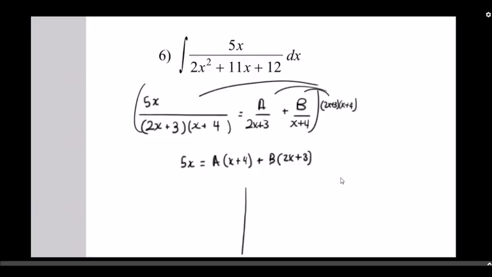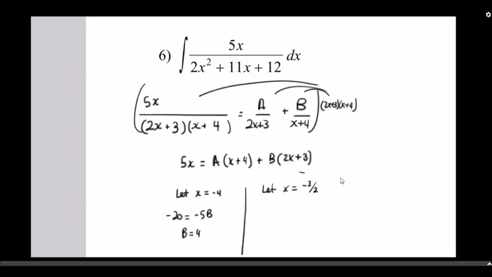So, as with the other two problems, let's choose a convenient value. Let's let x equal negative 4. So when it's plugged in for all the x's, we're going to get negative 20. That's going to cancel the a, but here we're going to get negative 4 plus 3, which is negative 5, so negative 5b. So b equals 4.